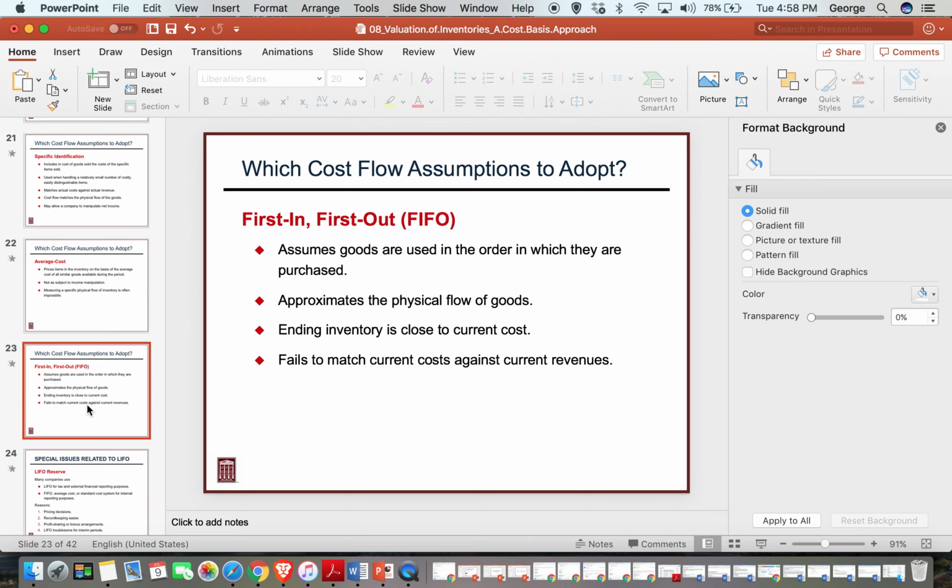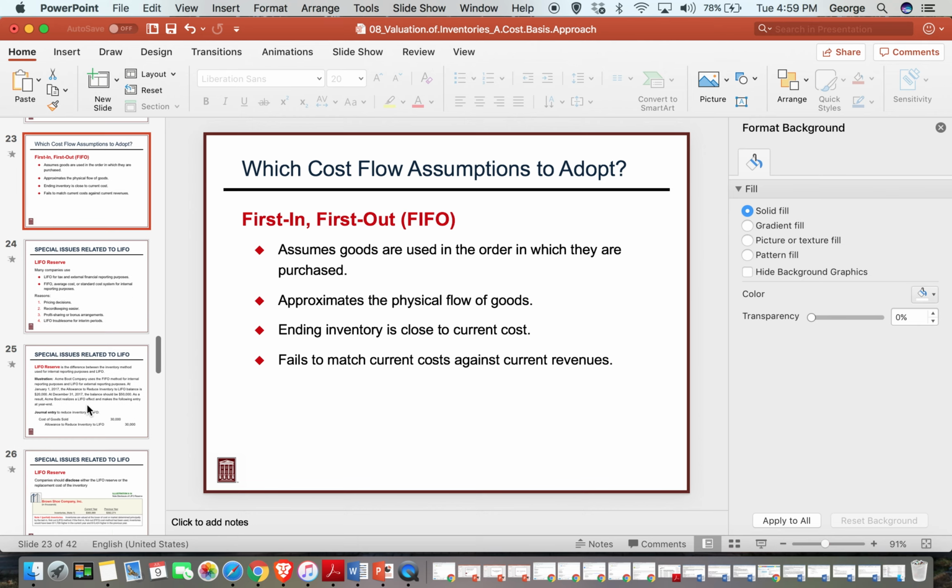First in, first out, so goods are used in the order of the purchase. Goods purchased first are used first. So it does, or should, approximate physical flow of goods. Any inventory should be close to current cost. It does fail to measure current costs against current revenues because you're using first in. More current costs, of course, will be those last in costs, particularly if we're in a period of inflation.